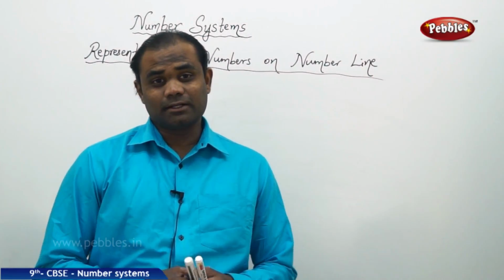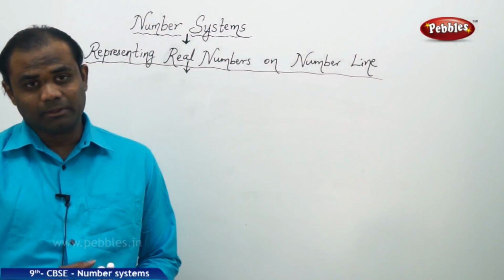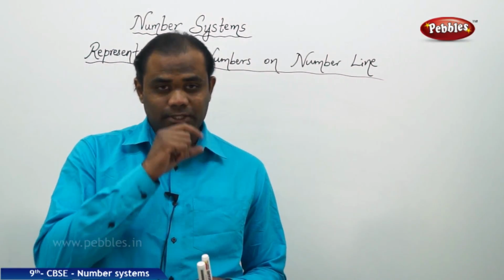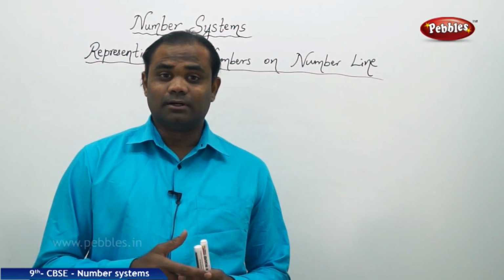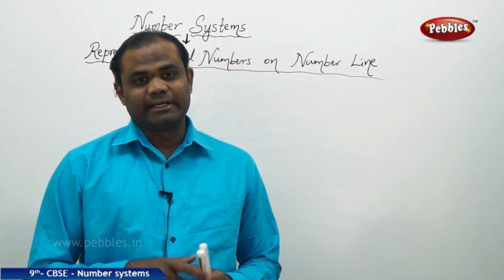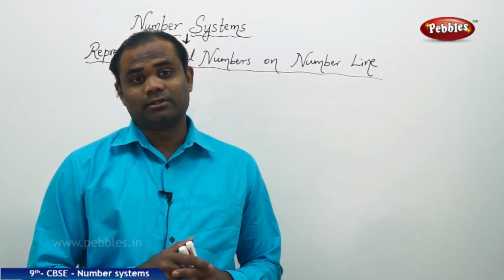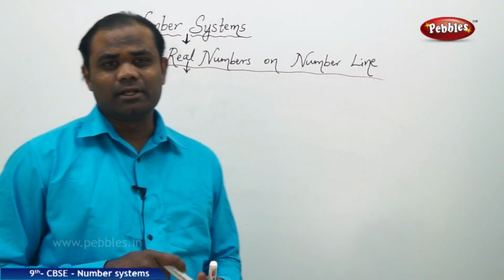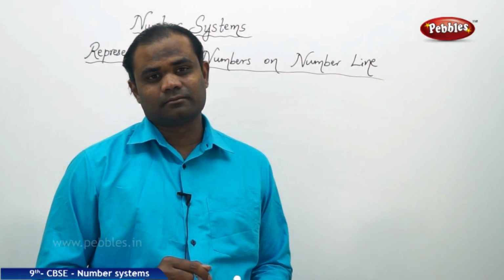So now that we have seen representing the irrational numbers root 2, root 3, etc. on the number line, let's try to see if any real number can be represented on the number line in approximation, exactly where it has to be located. So here my session is about representing real numbers on the number line.